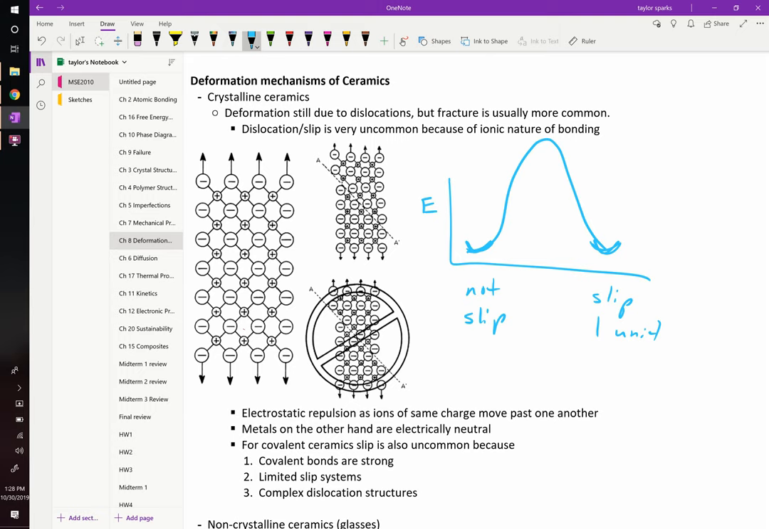Now, if you heat them up, even ceramics that you think of as like salt or alumina that are very, very brittle, if you heat them up enough, they will slip. Like, we showed you the deformation maps. If you go to different either shear regions or temperature regions, you can get plastic deformation, but it's very unlikely to occur, typically. Yeah, Jaden?